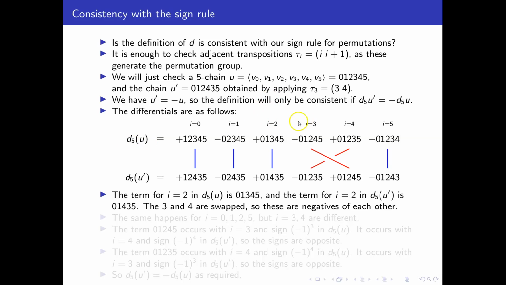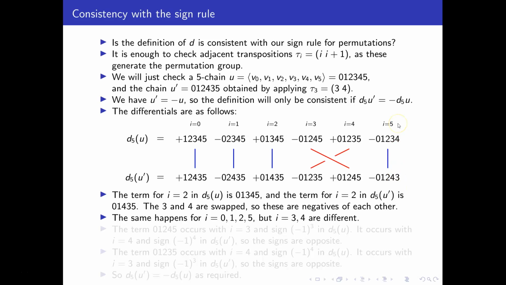Okay, let's look, for example, at the I equals 2 case. Here you've got 0, 1, 3, 4, 5, and here 0, 1, 4, 3, 5. In both cases, the 2 has been taken out. And so this one is exactly the same as this one, except the 3 and the 4 are switched. So by the sign rule for C4, these two are negatives of each other. That's what happened for I equals 2, and it works exactly the same for I equals 1 and for I equals 0 and for I equals 5.